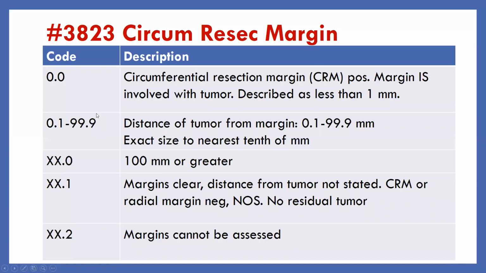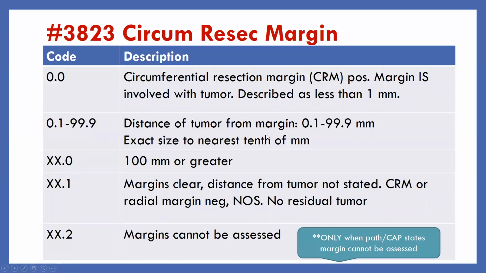So here are the codes. If the margin is involved with tumor, or it's described as less than 1, the code is 0.0. Otherwise, you're coding the distance of tumor from the margin in millimeters. And if you use XX.2, that is when the CAP has to state that the margins cannot be assessed.